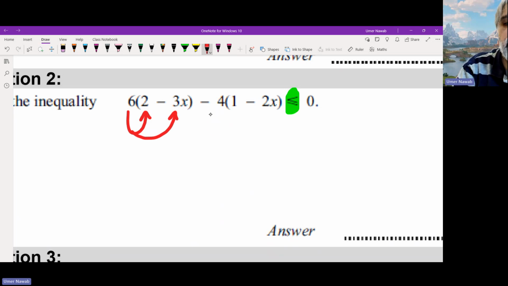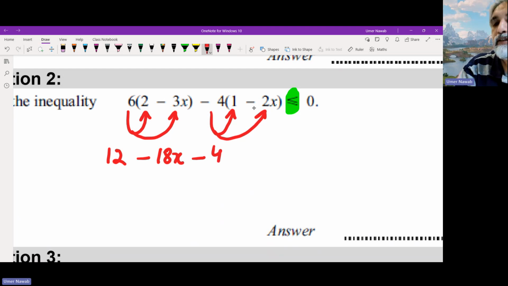The thing which we have learned in algebra, expansion: 6 times 2 gives you 12. 6 times negative 3x is going to give you minus 18x. Negative 4 times 1 is going to give you negative 4. Negative 4 times negative, you remember that whenever there is a negative sign outside, it changes this negative to the positive. So don't make this mistake. Okay. So 4 times 2x is going to give you 8x less than or equal to 0.